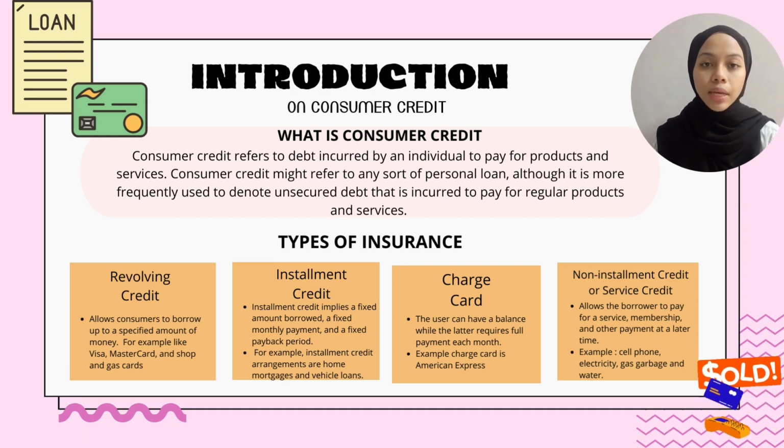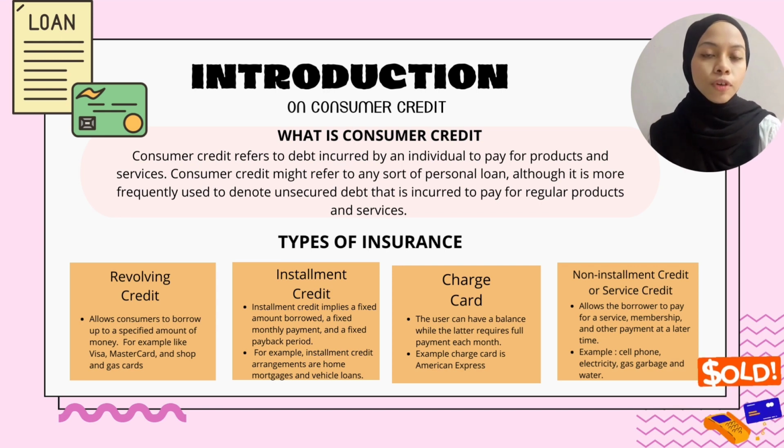Consumer credit can be classified into 4 types, which are revolving credit, installment credit, charge card, and non-installment or service credit. Revolving credit allows consumers to borrow up to a specific amount of money. For example, Visa card, MasterCard, shop and gas card. Second is installment credit. Installment credit implies a fixed amount borrowed, a fixed monthly payment, and a fixed payback. For example, installment credit arrangements are home mortgages and vehicle loans.